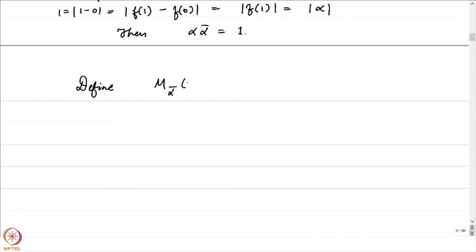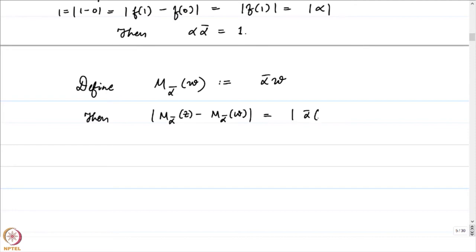So now let's define m alpha bar of w to be alpha bar times w. The thing about m alpha bar is that it will also turn out to be an isometry. So notice, then, what is going to be the absolute value of m alpha bar of z minus m alpha bar of w? This is going to be equal to the absolute value of alpha bar times z minus w, which is equal to the absolute value of alpha bar, which is equal to 1. Let me not skip steps. And this is equal to the absolute value of z minus w. And therefore m alpha bar is a linear isometry.